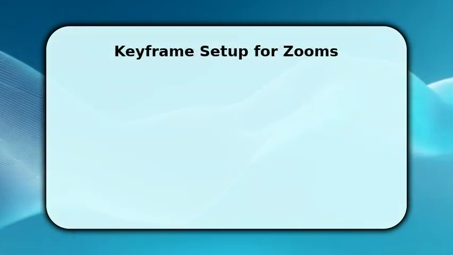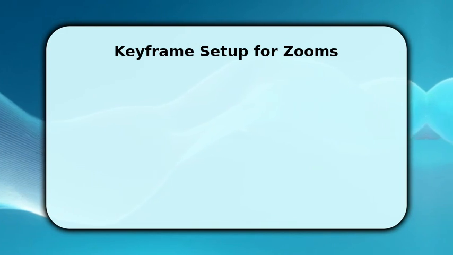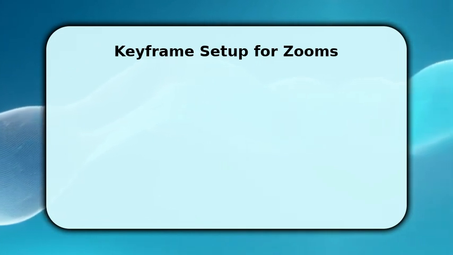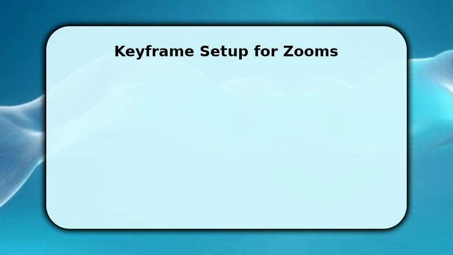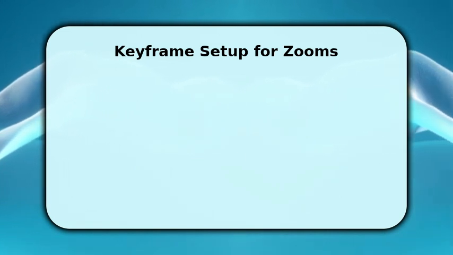To begin, place your playhead where you want the zoom to start and set a scale keyframe, usually at 100%. Then, advance your playhead just a few frames, perhaps 5 to 10 frames, depending on your desired speed. Now, increase the scale value significantly, maybe to 200% or even 300%, to create that sudden, hard zoom effect. This quick adjustment makes a big difference.